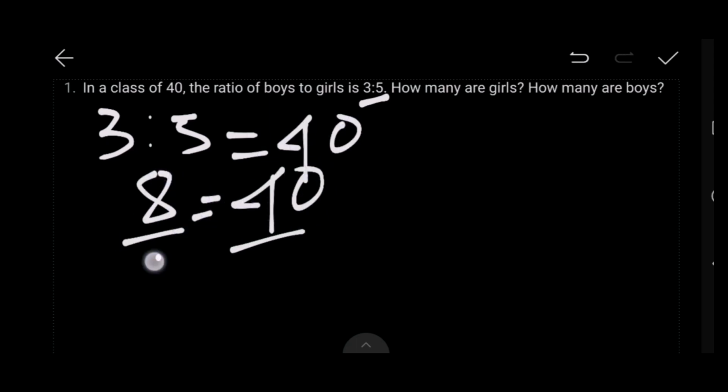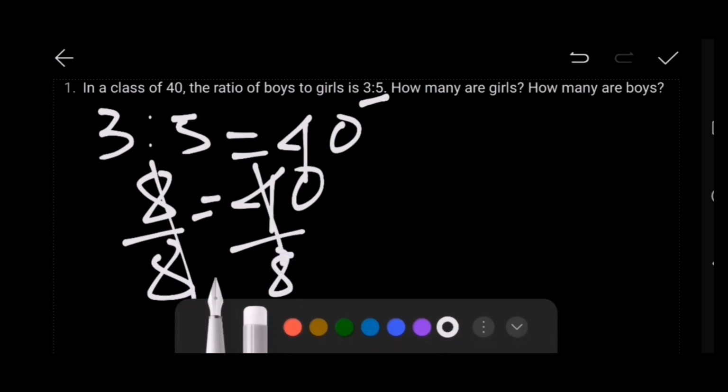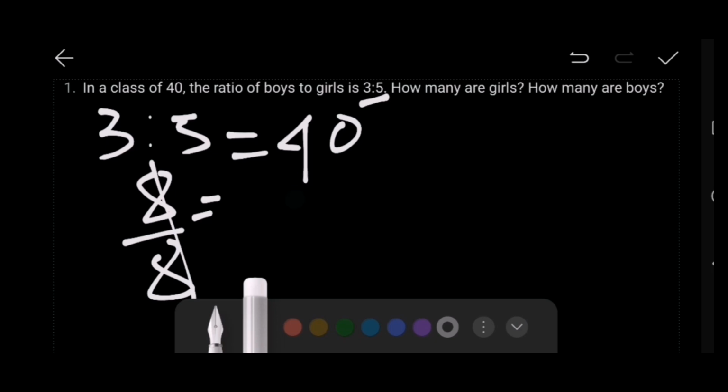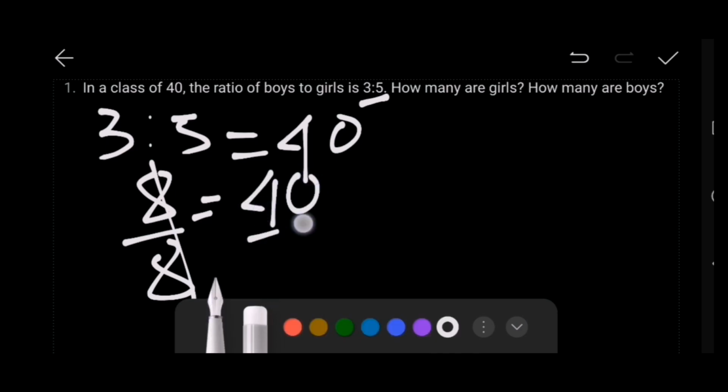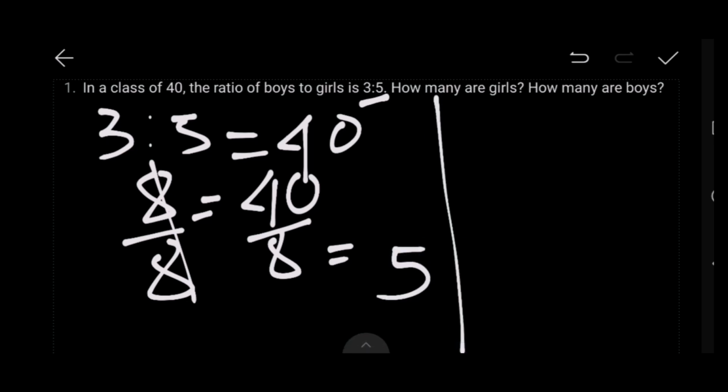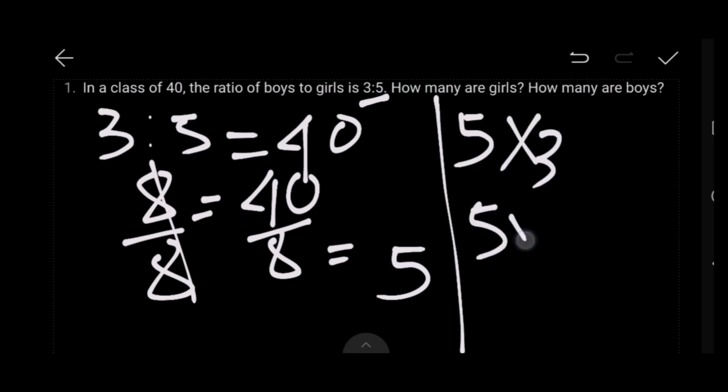So, divide by 8. 40 divided by 8 is 5. So now, multiply 5 by the ratio of boy and the ratio of girl. 5 times 3, 15. 5 times 5, 25.